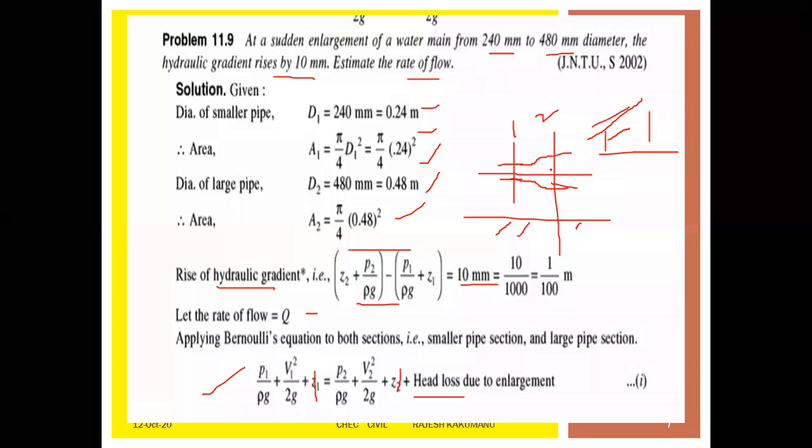Okay. Next, so the hydraulic gradient is this one. Okay, next thing. So next formula, as per the enlargement and contraction formula, manaki ee formula anedi manamu we have to keep in mind for this type of problem.